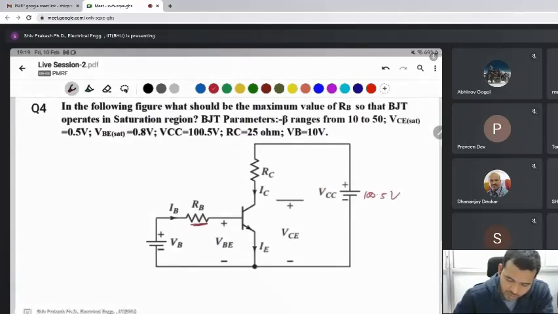RC is given as 25 ohm. Sorry, it is written as 0.025, kilo ohm. VB is given as 10 volt. VBE saturation is given as 0.8 volt and VCE saturation is given as 0.5 volt.